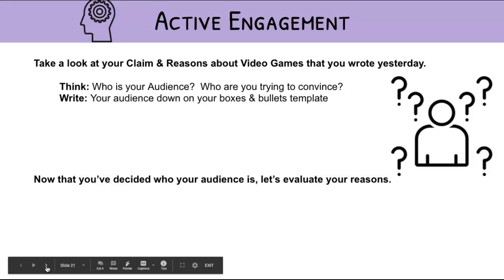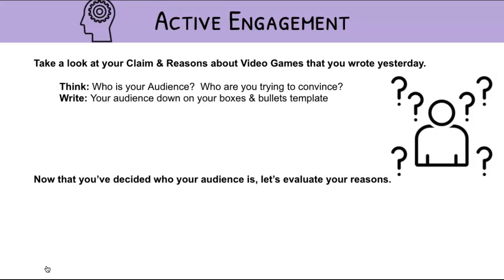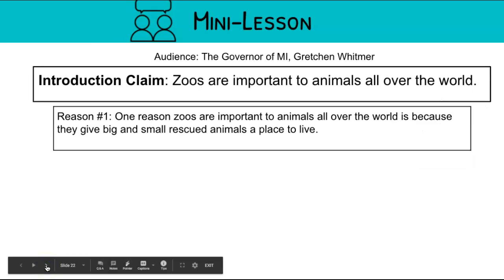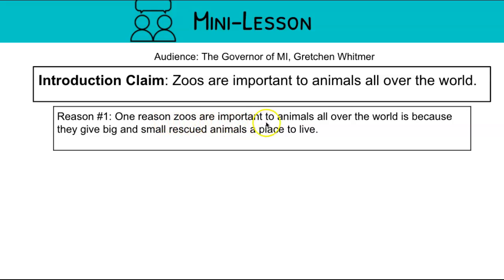Now that you've decided who your audience is, let's evaluate your reasons. We want to see if the reasons that we thought about are really going to convince that person, that audience. So here is my first reason. One reason zoos are important to animals all over the world is because they give big and small rescued animals a place to live. So I want to ask myself, does that reason seem like it will convince my audience, Gretchen Whitmer? Is this something that's going to convince her?